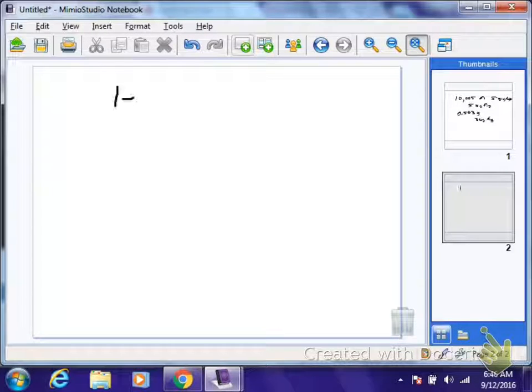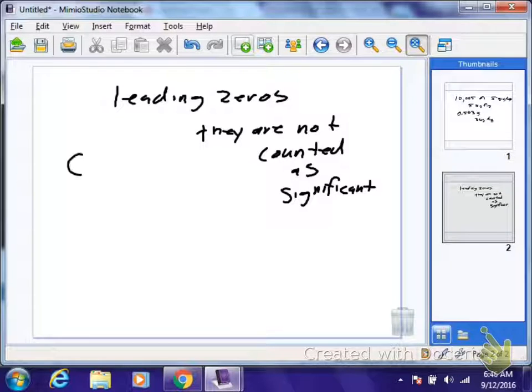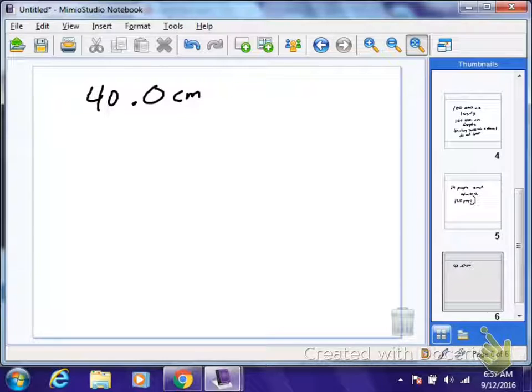So anytime you have leading zeros, they are not significant. They're not counted as significant. They're not part of the measurement. So leading zeros, they're placeholding zeros, like 0.005. These two zeros out in front of the 5 are leading zeros. They do not count. Okay, I think some of this cut out, but hopefully you got it.